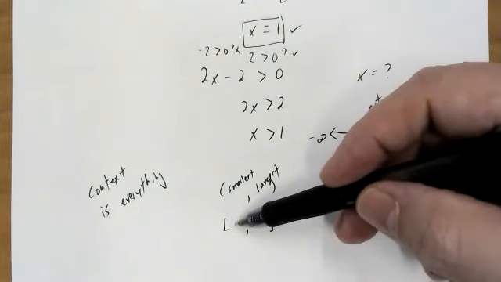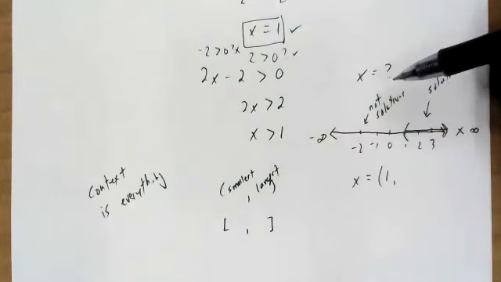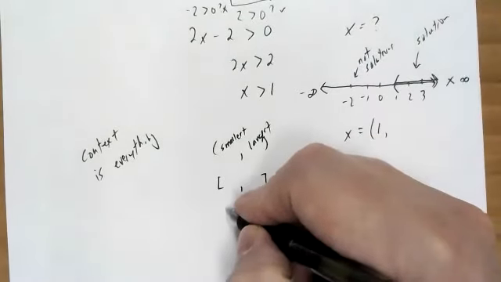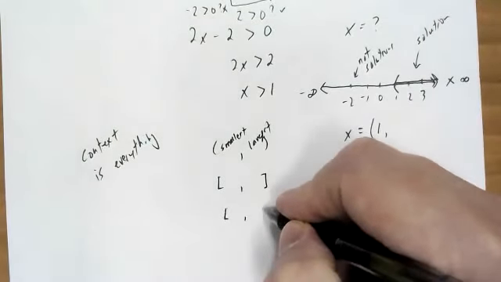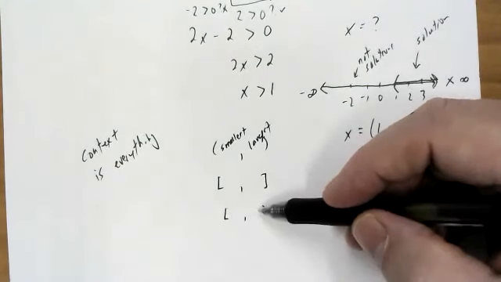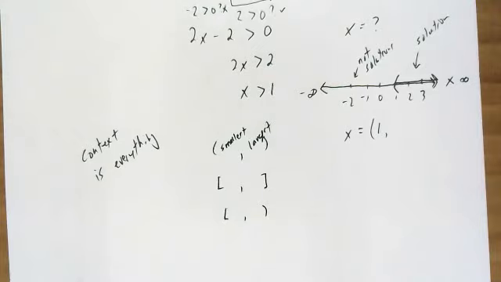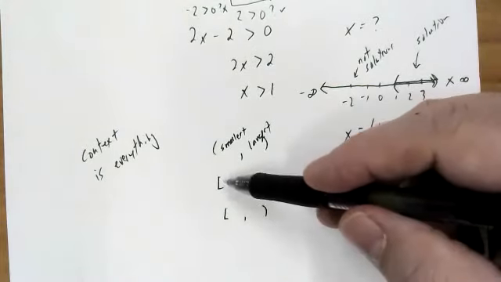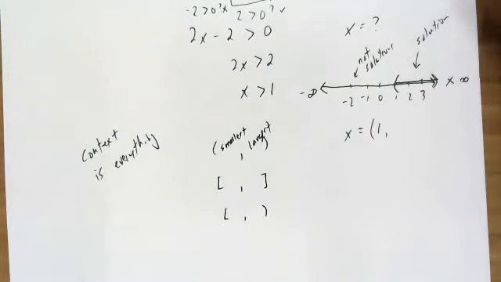Brackets mean that you do include the endpoints. And you can actually even have problems where sometimes one side is a bracket, you include one side, but you don't include the other side. I'll do some examples where we have brackets so we can see the difference.